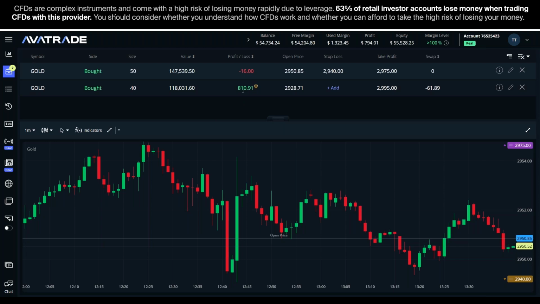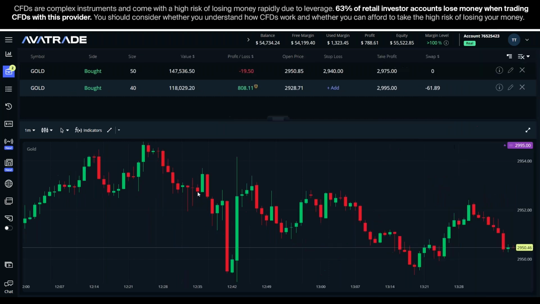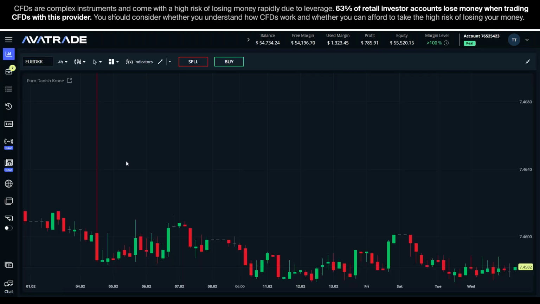This one's got AvaProtect, so I can let this run for how much longer? 27 hours, so over a full day, a day and 3 hours and 20 minutes, before I need to worry about maybe adding a stop loss on it or closing my trade. If it hits the take profit before then, great. If not, I'll check back on it. And this is the one we just opened. It just needs to overcome the spread, and we'll see if it's off and running or if it pulls back.